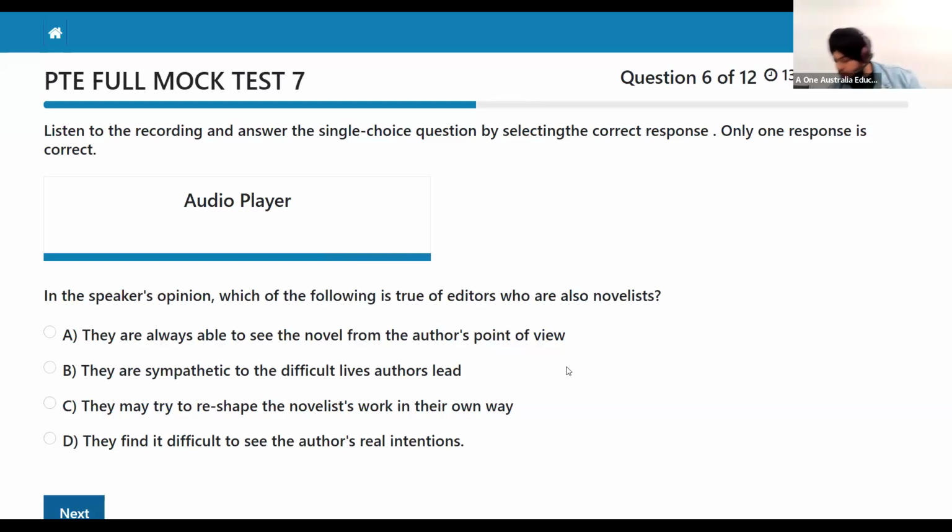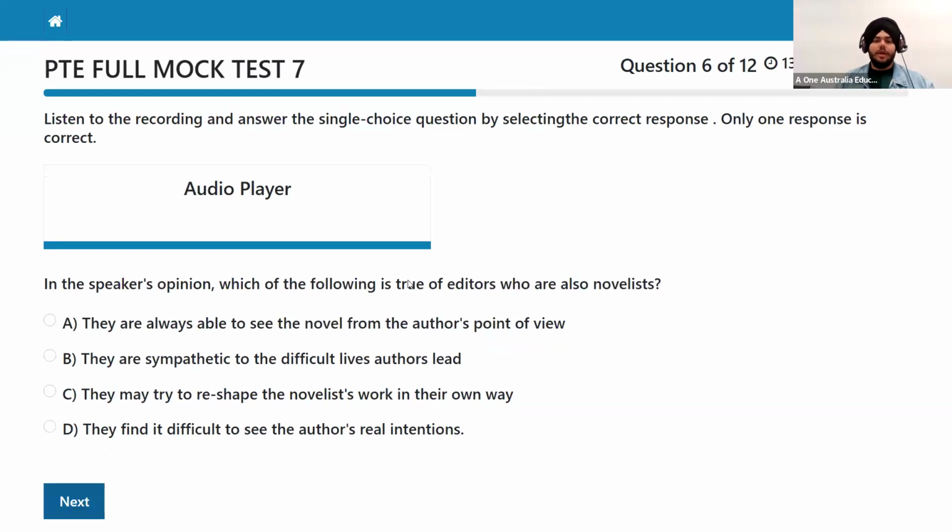Alrighty, guys. So here, sorry, my pen fell off. Alright, guys. So here, what we are going to do is, usually the same thing that we do in fill in the blanks reading as well. Oh, sorry, multiple choice, multiple answer in listening as well. What I was focusing on was the main question, which is which of the following is true of editors who are also novelists. Now, again, here you can only choose one option. So there is no negative marking. There is, however, negative marking in multiple choice, multiple answer.